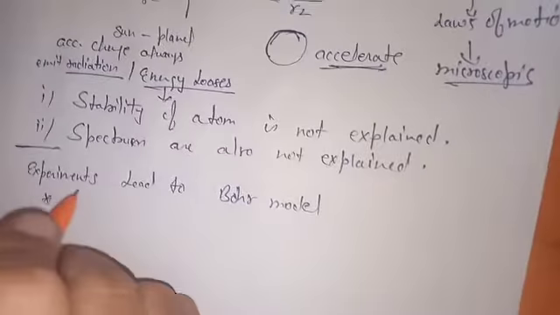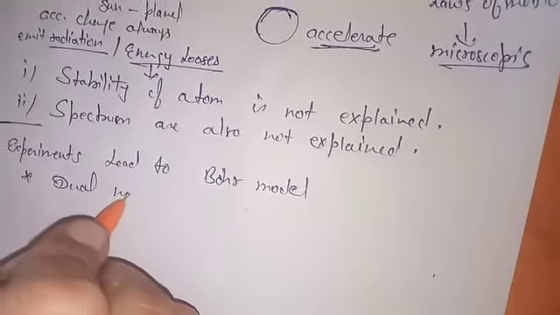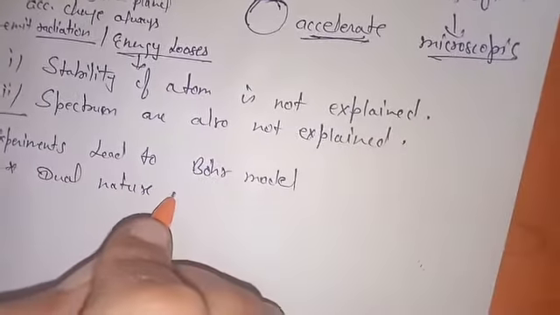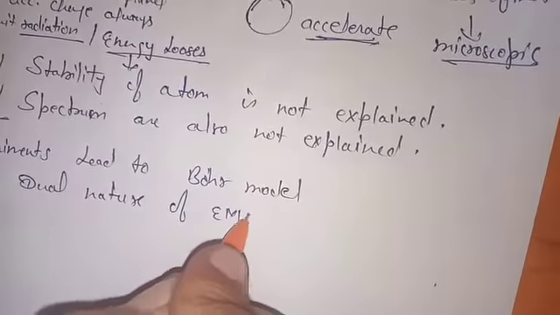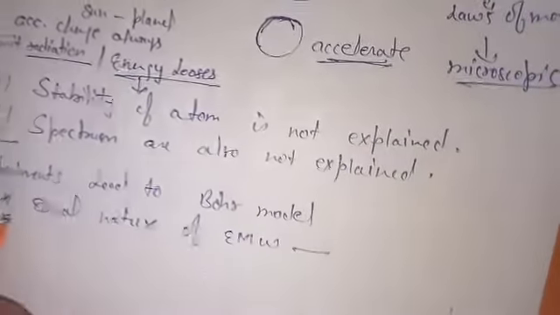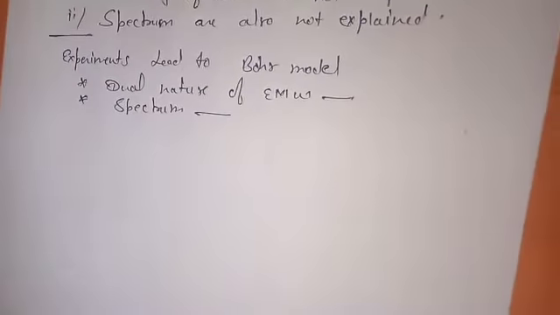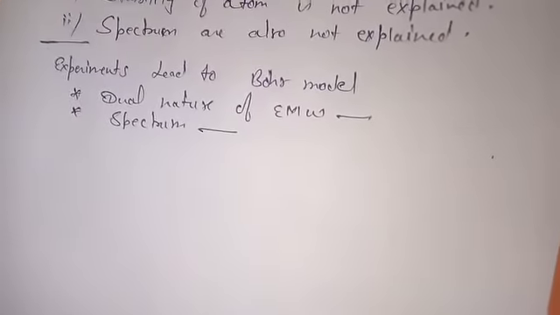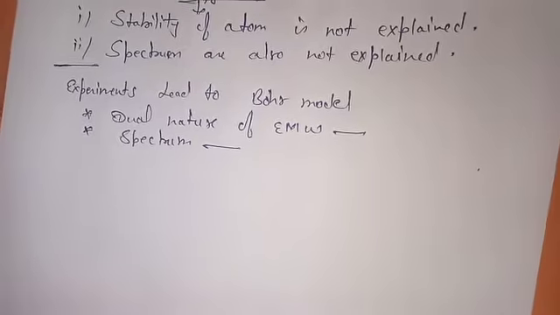First one is dual nature. Dual nature of EM waves is not explained. Second, the spectrum is not getting explained. So that's why we need another model, and that's why we go to the Bohr model. But today we will discuss only Rutherford.